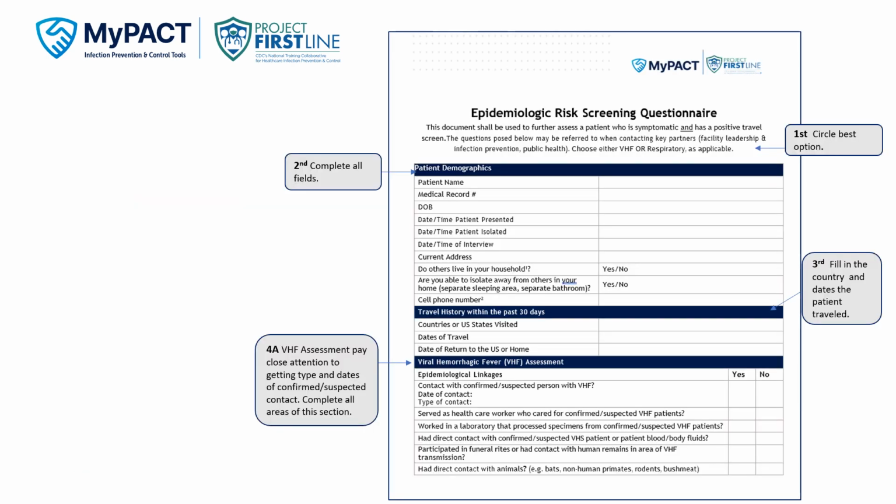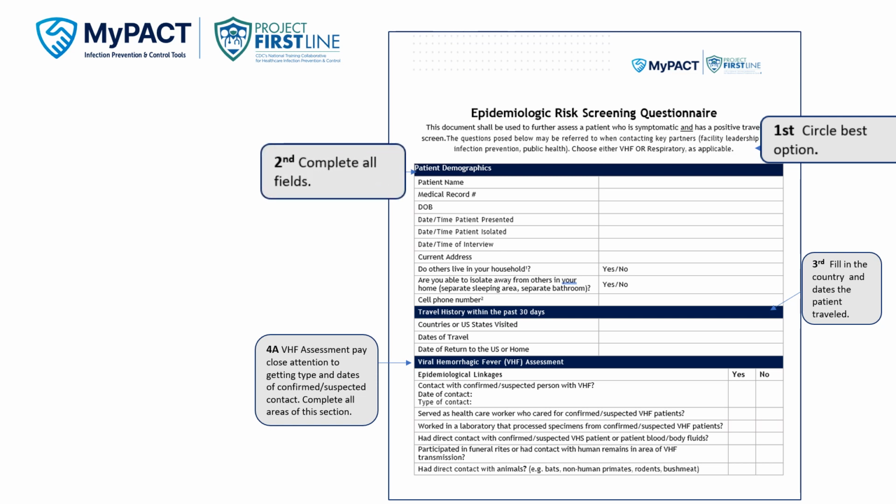Step 1 and 2 are fairly straightforward. In Step 1, you will select if the PUI is suspected of having a viral hemorrhagic fever or respiratory pathogen. In Step 2, you will complete the patient's demographics, paying close attention to the time the patient presented and the time the patient was isolated. In Step 3, fill in the country or state the patient has traveled to. Using the country list of outbreaks of interest could be useful here to see if the country or state traveled to by the patient is on the list.